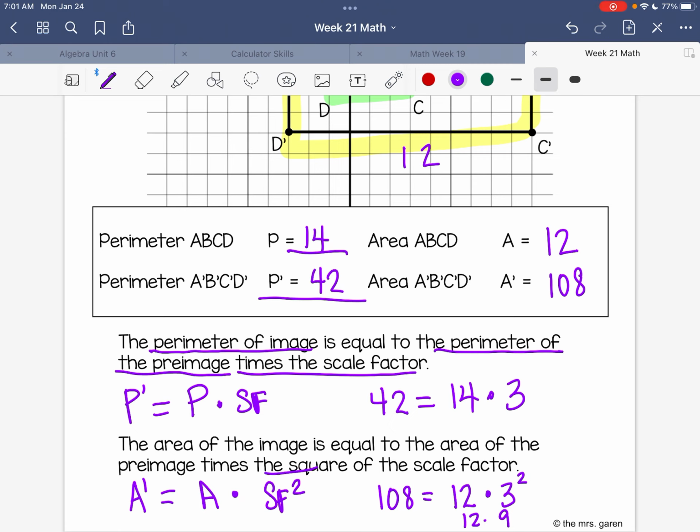So if you can just remember this right here, area will be the scale factor squared, no matter if it's a small number or a large number.